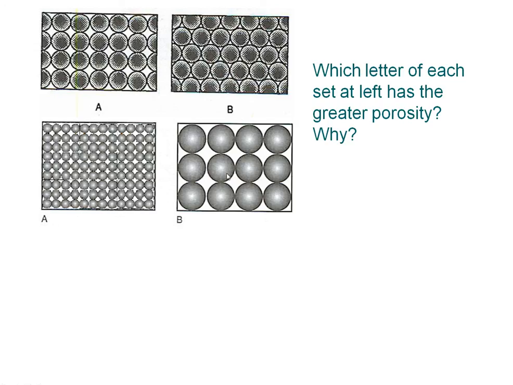Here, remember there are three things that control porosity. Shape is one. These are both round, so their shape is the same. Sorting. This is sorted, it's all the same size. This is sorted, all the same size. Still, no difference. Next is packing. These are packed in rows and columns. This is packed in rows and columns. So the packing is the same as well.